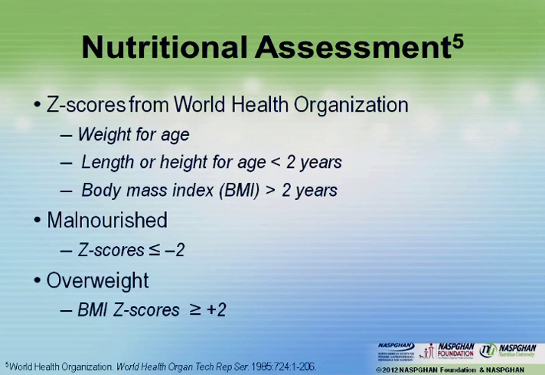So, nutritional assessment. Typically people use Z-scores from the World Health Organization: weight for age, length or height for age for children less than 2, or you can use the body mass index for kids older than 2. Patients are defined as being malnourished when their Z-scores are less than or equal to -2, and they're overweight when their BMI Z-scores are greater than 2 standard deviations.